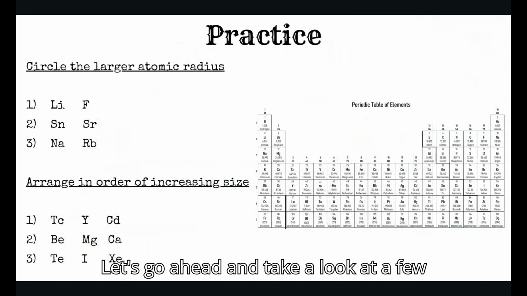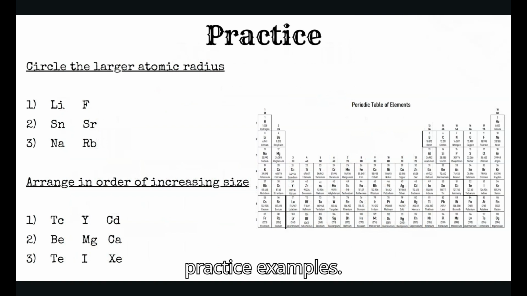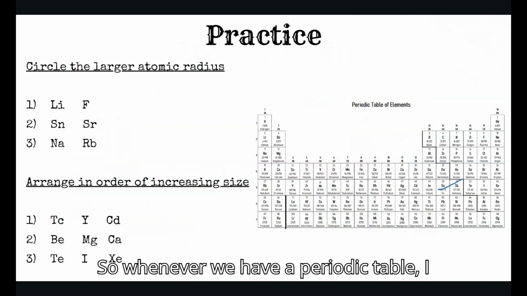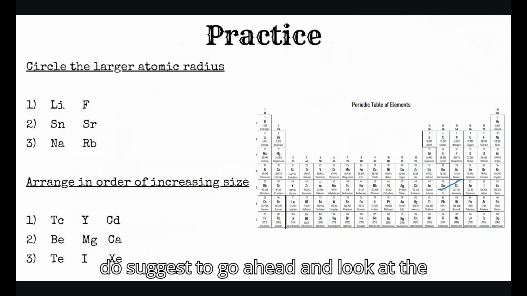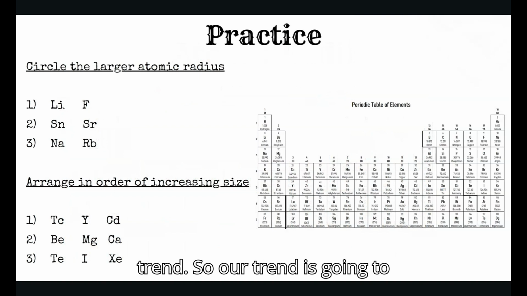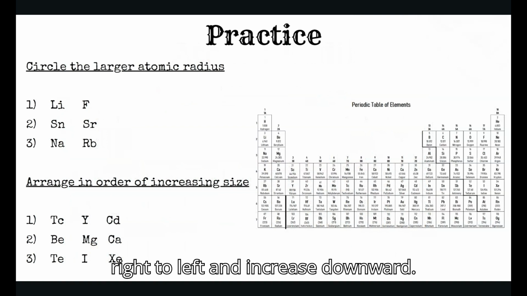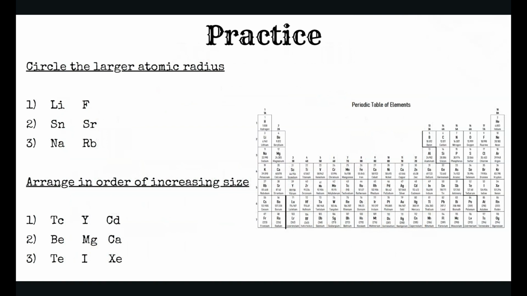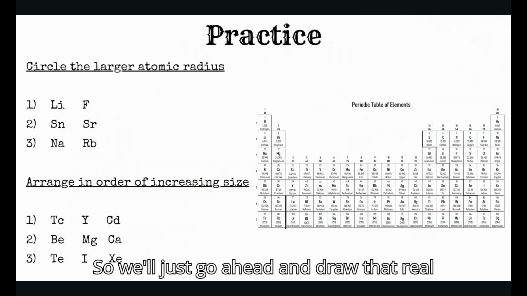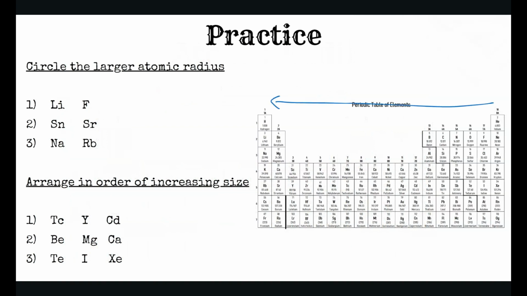Let's go ahead and take a look at a few practice examples. So whenever we have a periodic table, I do suggest to go ahead and look at the trend. So our trend is going to increase from right to left and increase downward. So we'll just go ahead and draw that real quick.